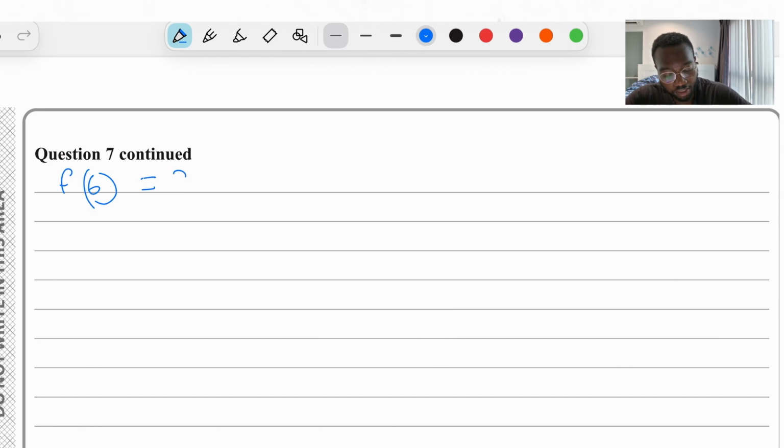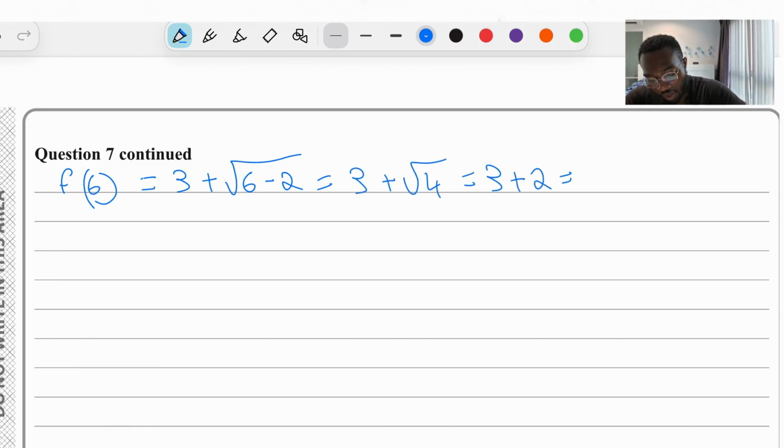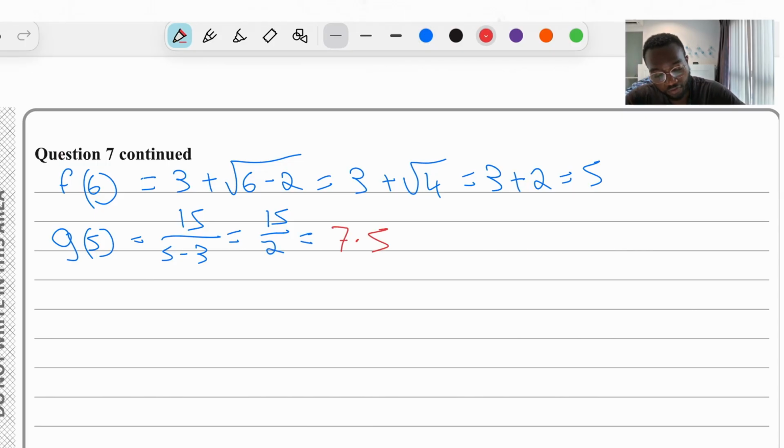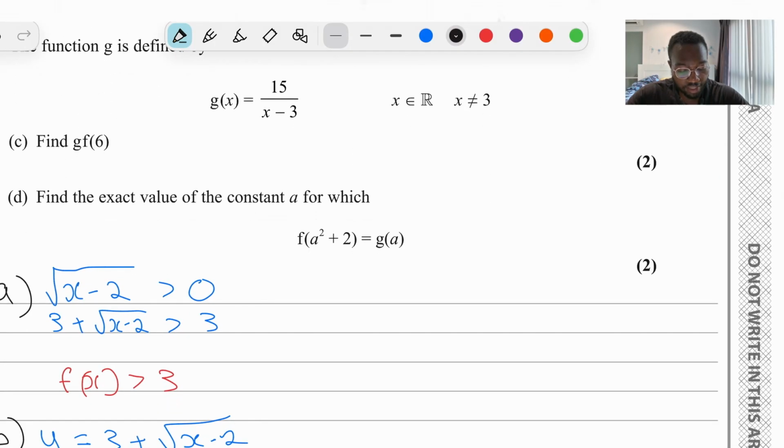That would be 3 plus the square root of x, so that would be 6 minus 2, okay? So that is 3 plus the square root of 4, which is 3 plus 2, which is 5. So we know that f of 6 is equal to 5. If f of 6 is equal to 5, then we know g of f of 6 is really just g of 5. So now we work out g of 5, okay? And g of 5, that would simply be 15 over 5 minus 3, which is 15 over 2, which gives me 7.5.